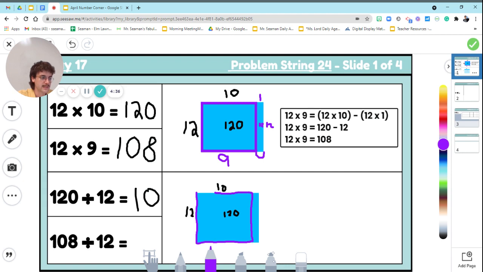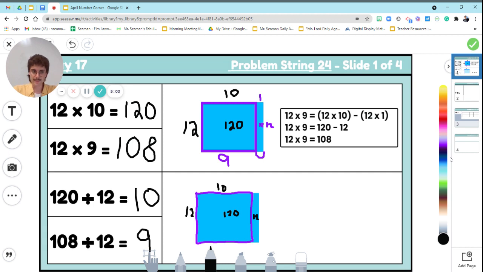So if we wanted to figure out the answer to this problem, I could just take away one group of 12 from 120. So 120 minus 12 is 108. When you divide that out, you get your total of 9. So we went from 10 to 9 there. I'm actually going to write that in black, just because, again, this amount is 12.